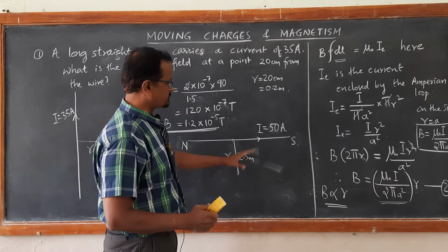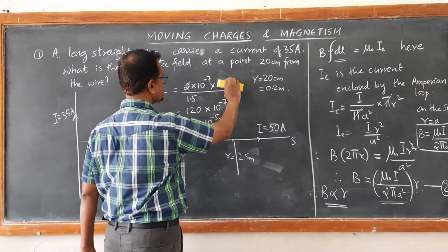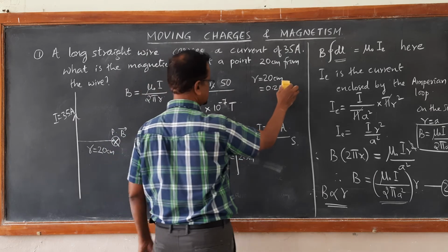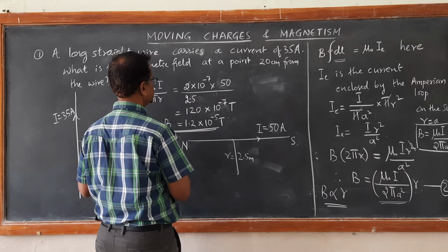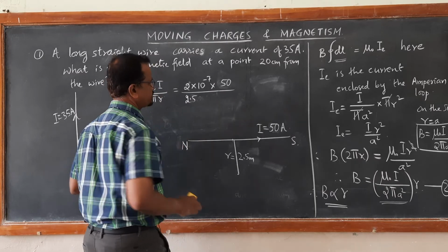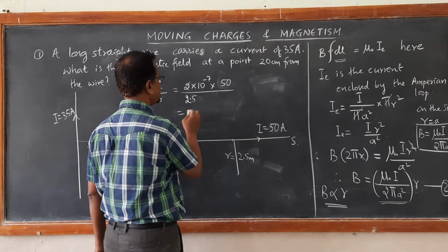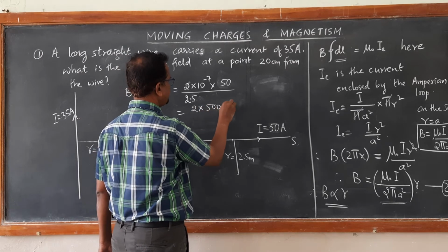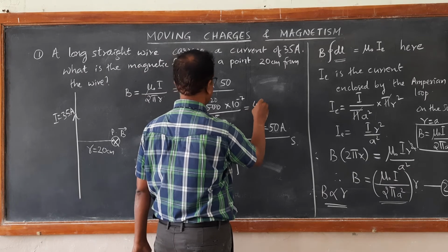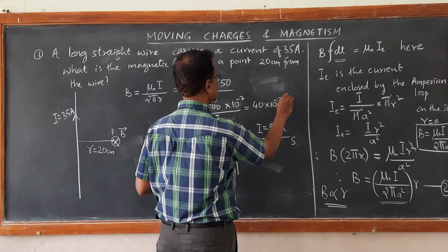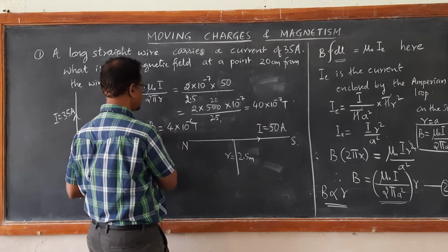Same problem, only the values are different. So again substitute, and you will get the same expression. Instead of 90, it becomes 50 now. The current is 50 and the distance is 2.5. So the magnetic field can be very easily calculated. It will be 2 into 500 into 10 raised to minus 7 divided by 25. So 25 ones are 25, 20s are 40. It becomes 40 into 10 to the power of minus 7 Tesla. That can be written as B equal to 4 into 10 to the power of minus 6 Tesla. This is the magnitude of the magnetic field.